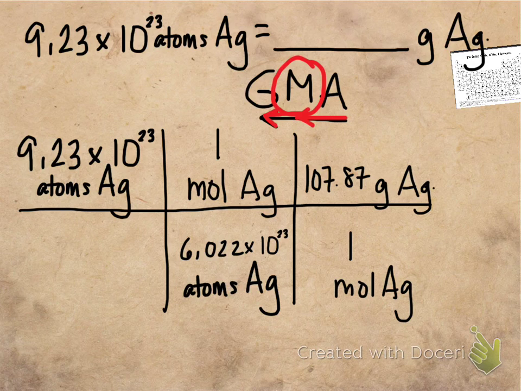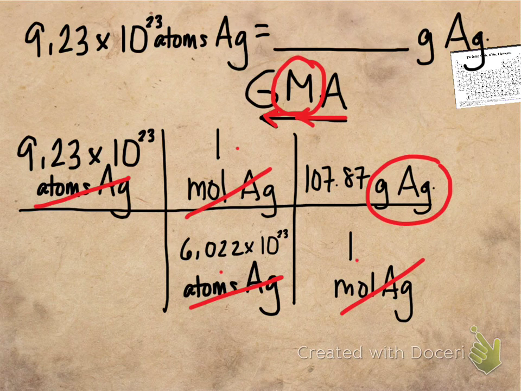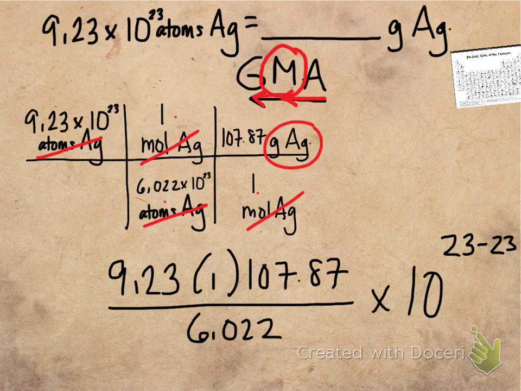Okay, I have all of my numbers in place. I'm going to check to make sure my units cancel as I want them to. Atoms of silver cancels atoms of silver, moles of silver cancels moles of silver. I end up in grams of silver, and I have ones in front of moles, 6.022 times 10 to the 23rd in front of atoms, and the molar mass of silver. Excellent. Let's do this. Okay, I have my math set up. 9.23 times 1 times 107.87 divided by 6.022 times 10 to the 23, 23 minus 23, which means that just goes away.